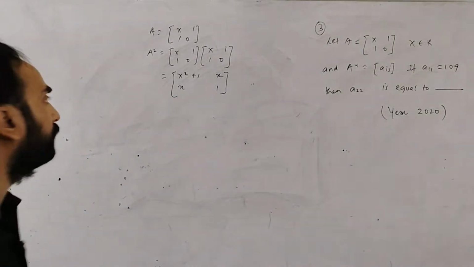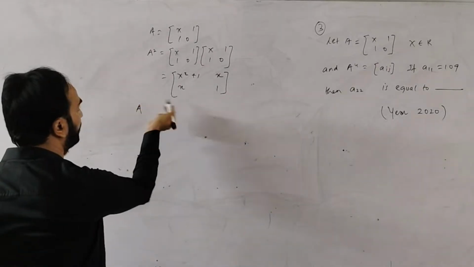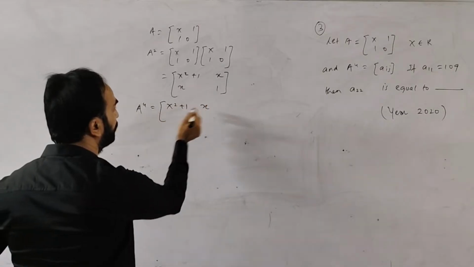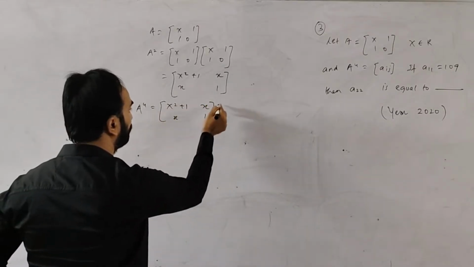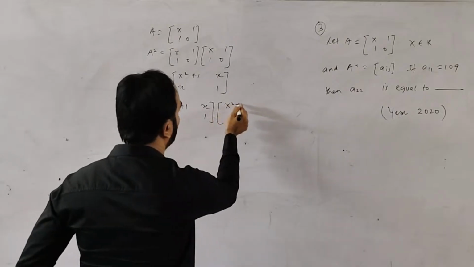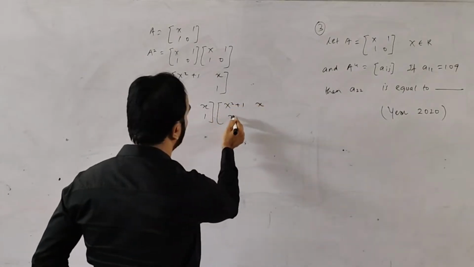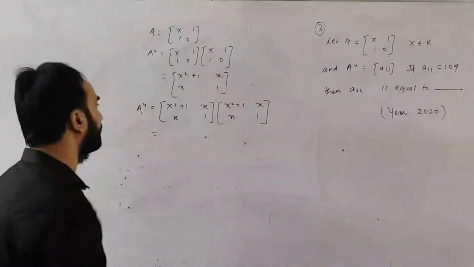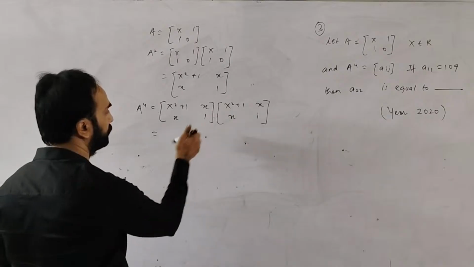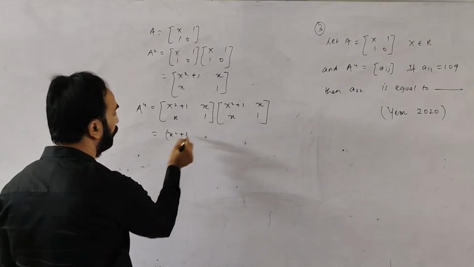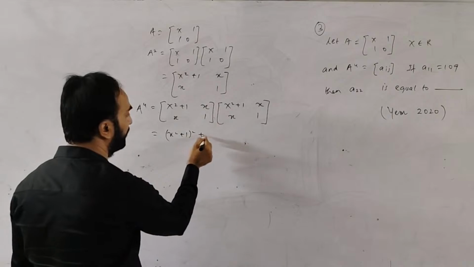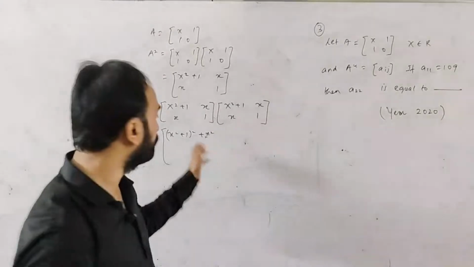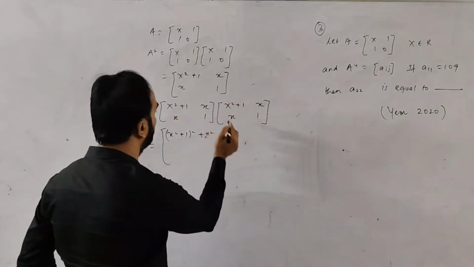Now how to get the a to the power 4? Just multiply a square into a square. So a to the power 4 will become what? x square plus 1, x and x, 1. And this will be multiplied by what? x square plus 1, x and x, 1. Done, no? So now again do the multiplication. If you multiply it, first row, first column, it will become x square plus 1 whole square, and this will become plus x square. So multiplication for the first row and first column is over. Now first row, second column, it will become what?